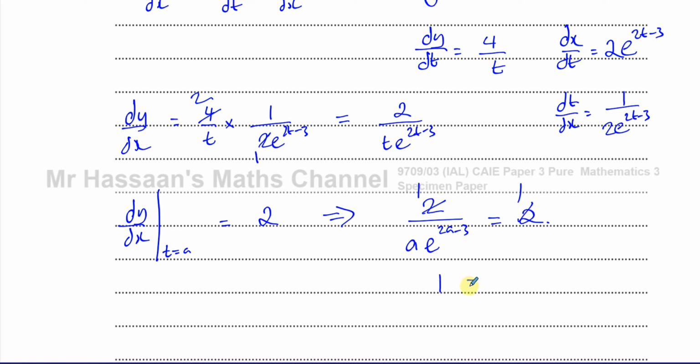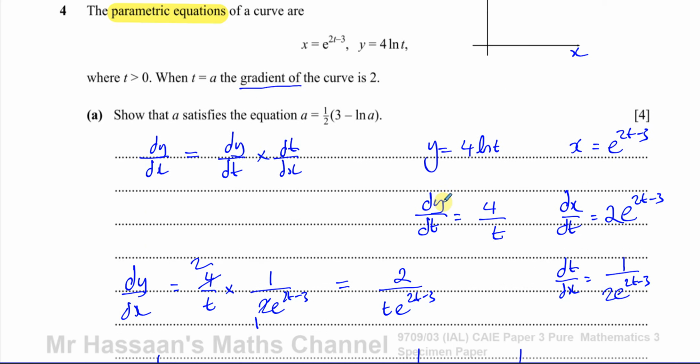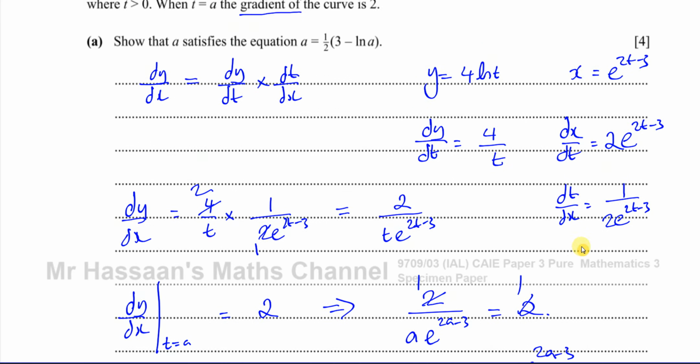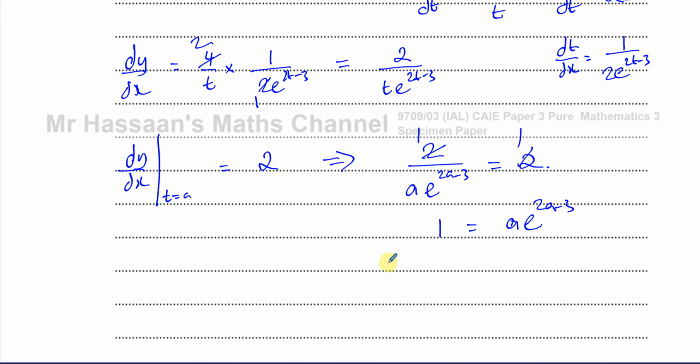So we're left here with 1 equals a times e to the power of 2a minus 3. Now we want to express the answer in this particular form here. And you can see that in this form we have a ln here. As it is now, we don't have a ln here, right? So what we can do is take the ln of both sides. The ln of this side gives you ln of 1, and the ln of that side, you have ln of a times e to the power of 2a minus 3.